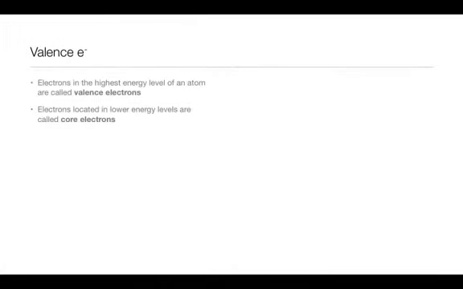A couple of definitions. Valence electrons are electrons that are in the highest energy level. So when you look at your electron configurations or orbital notations, those electrons that have the highest value for n, the highest value for the energy level, are considered the valence electrons. The electrons that are in lower energy levels we call core electrons.